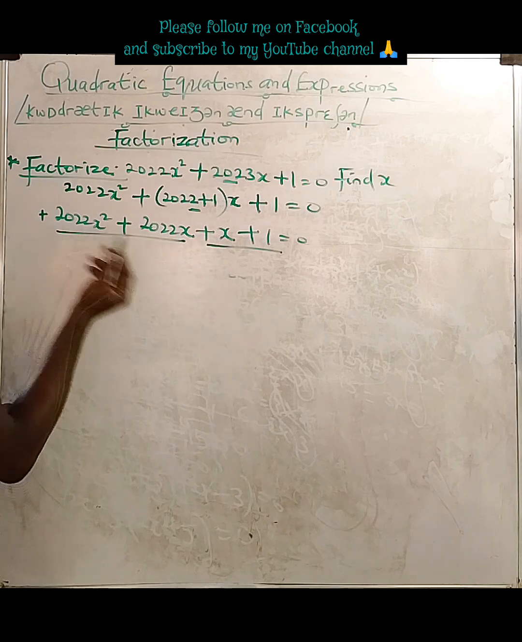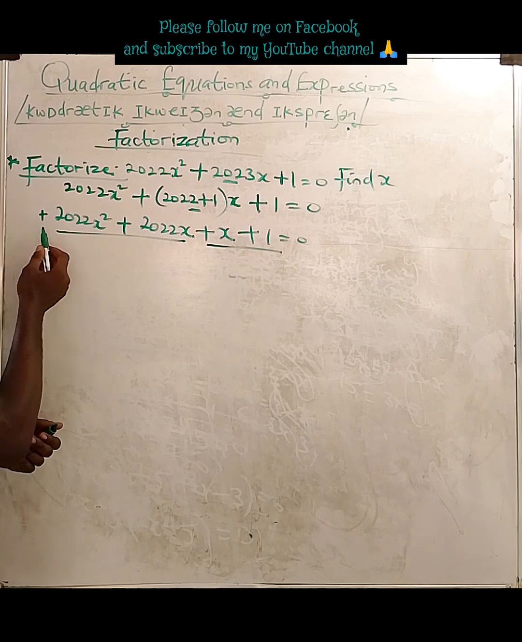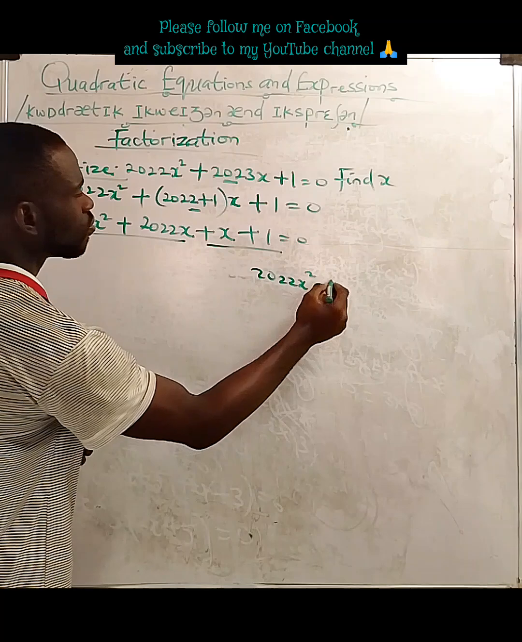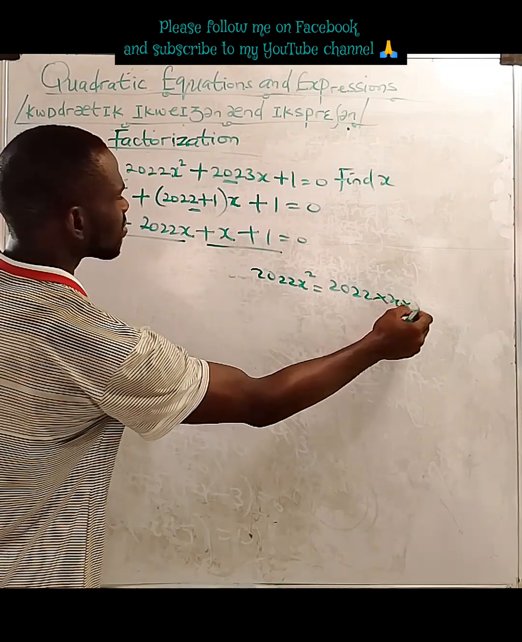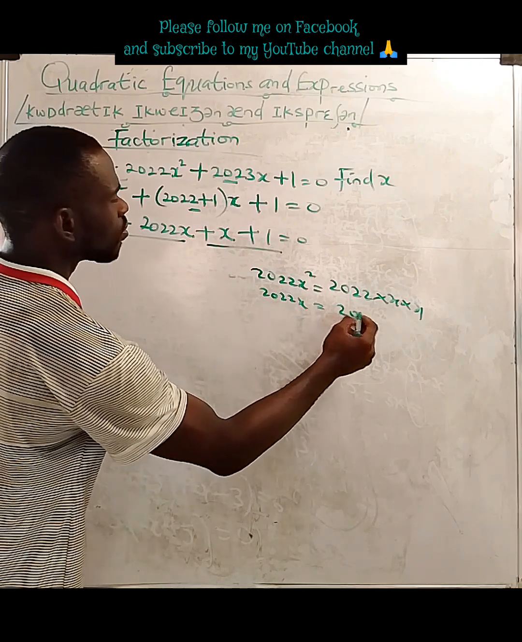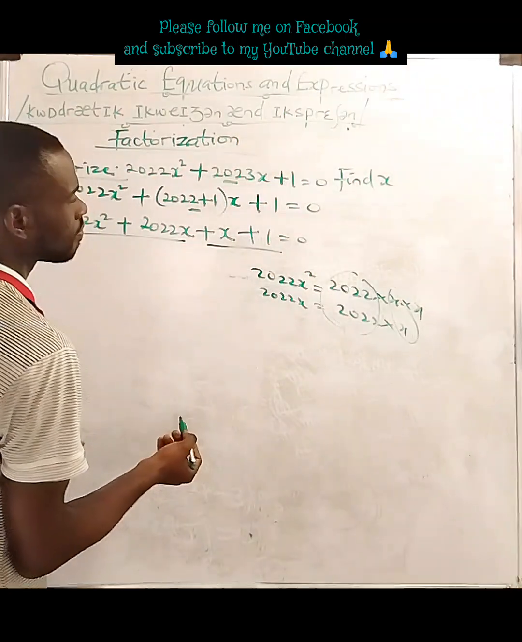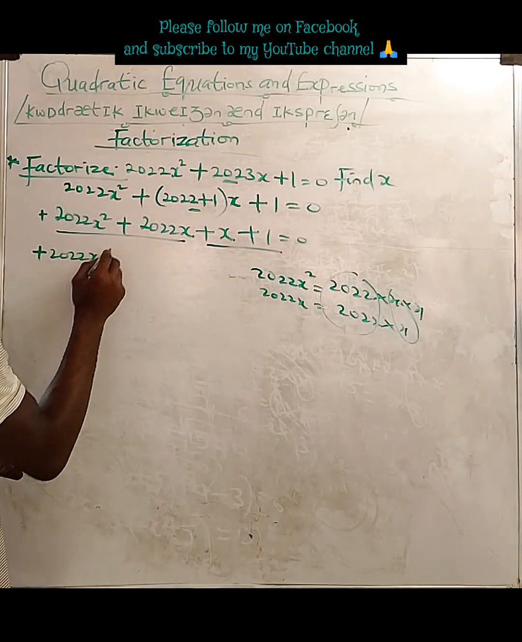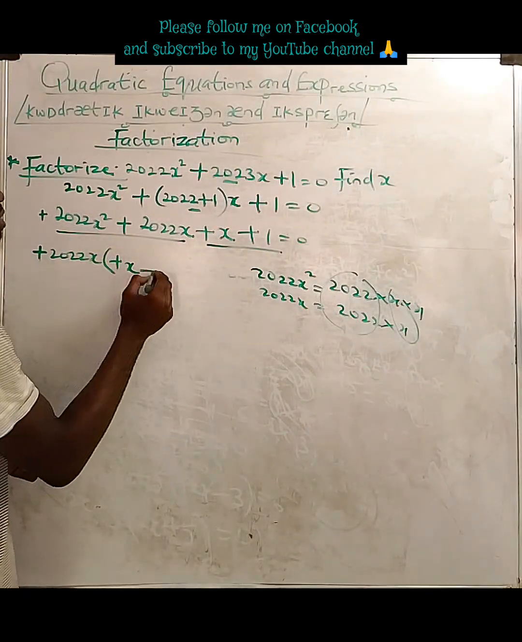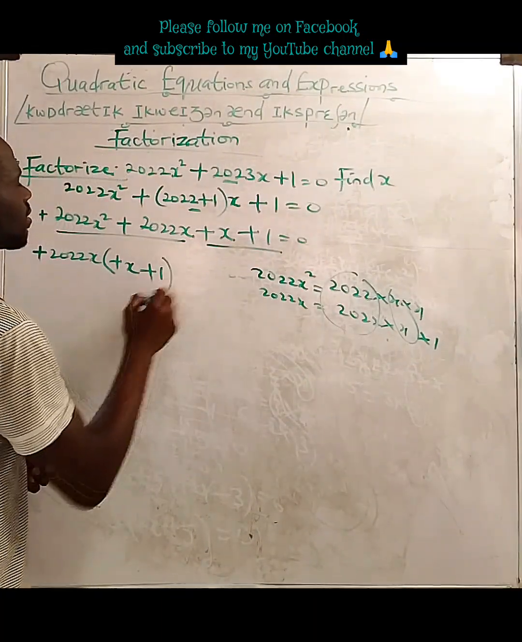Then don't forget, what do we do next? 2022x squared and 2022x. Positive sign starts the very pair. So you're going to write it down, plus. So 2022x squared is 2022 times x and x. 2022x is 2022 times x. What is common? This and this. So I'm going to write it down. 2022x plus, and plus and plus is plus. What do I have left? I have x left. Plus and plus is plus. What do we have left? Nothing, but we can call it 1 times 1 left. So we're done with that pair.